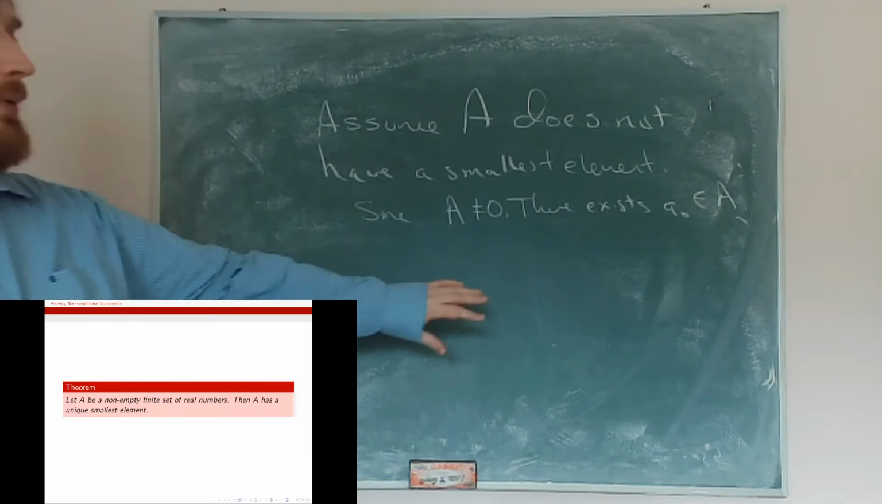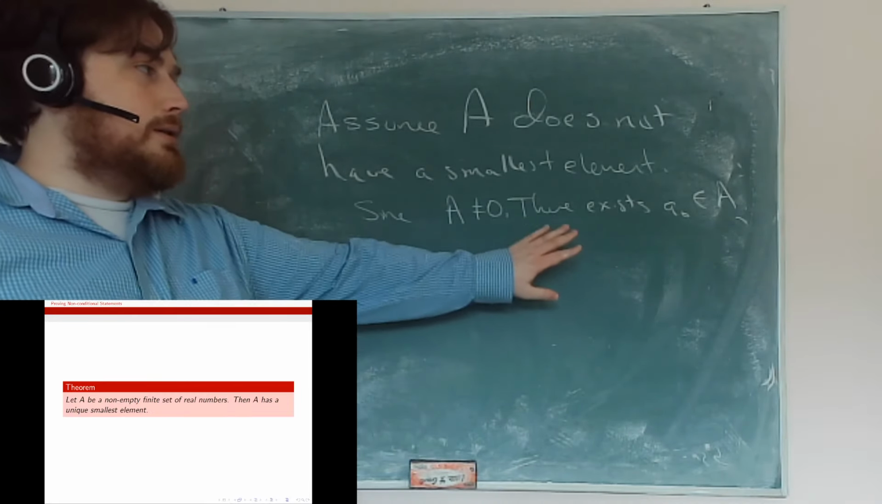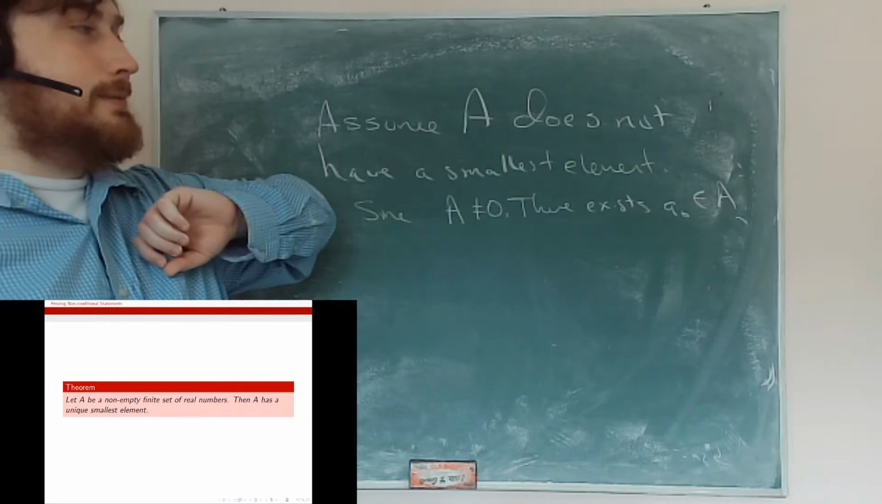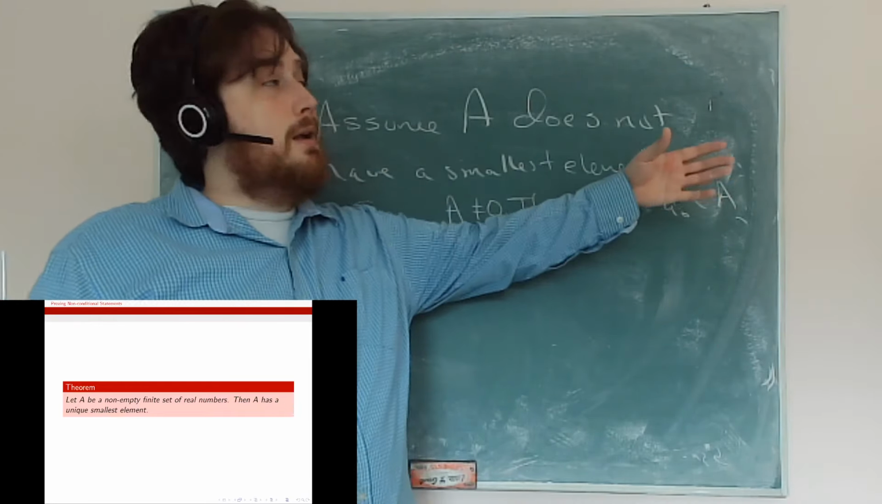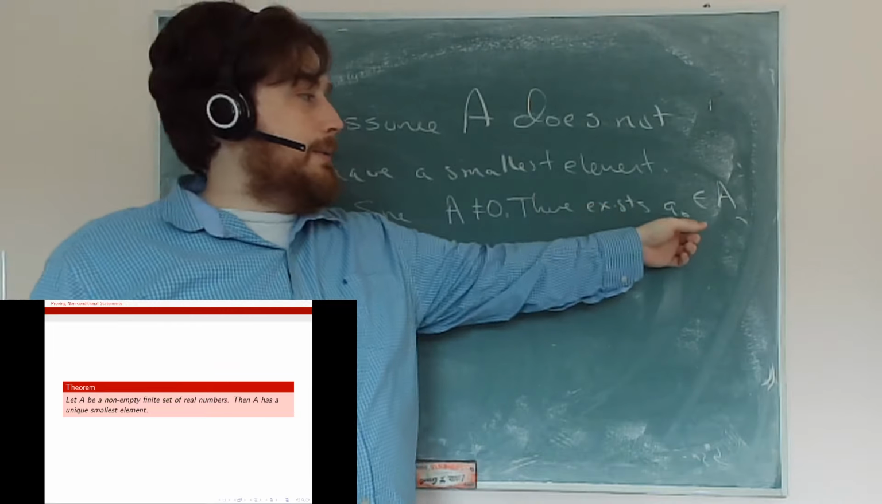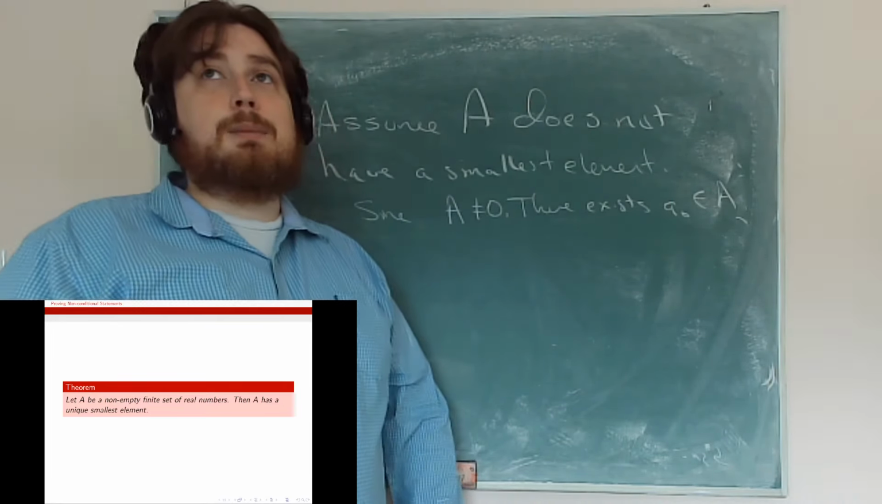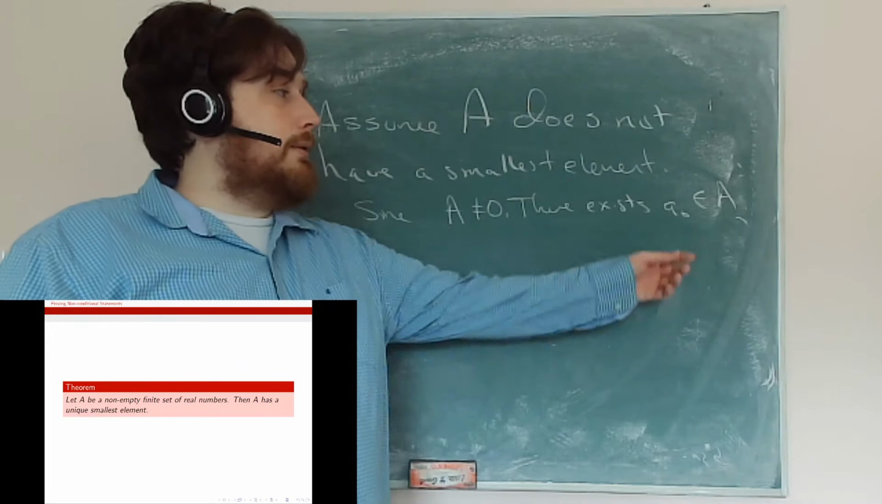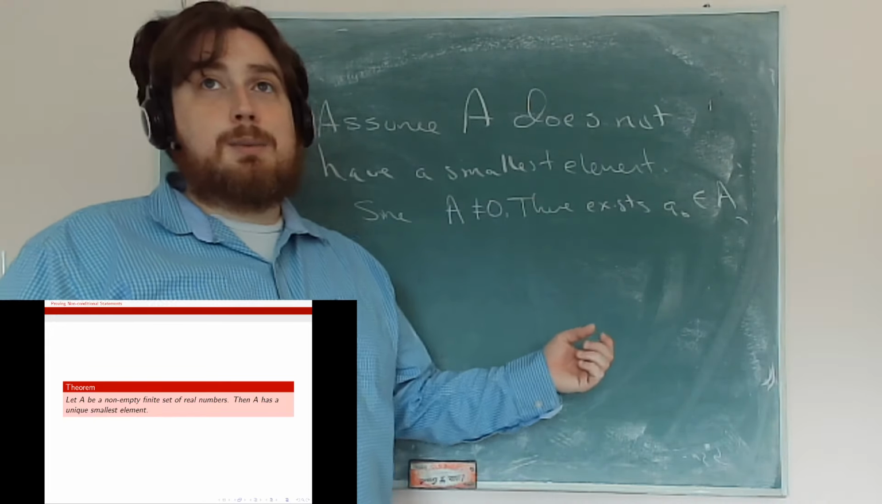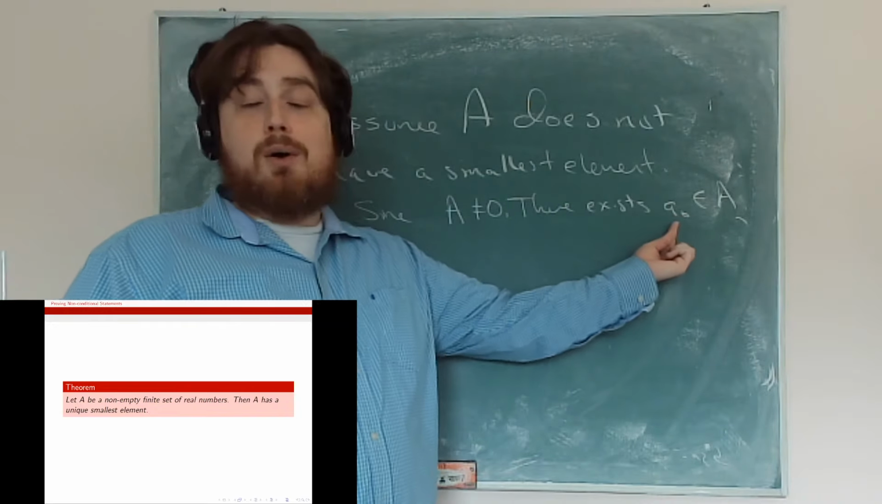Back to this proof. What I have is, okay, I know A is non-empty, so there's something in A. If there is not a smallest element, that means that A naught is not the smallest element. So that means that it is not less than or equal to everything else in A. So that means that there's something in A which is smaller than this.